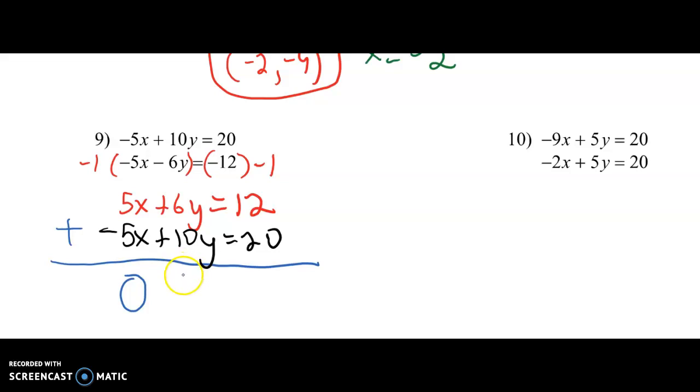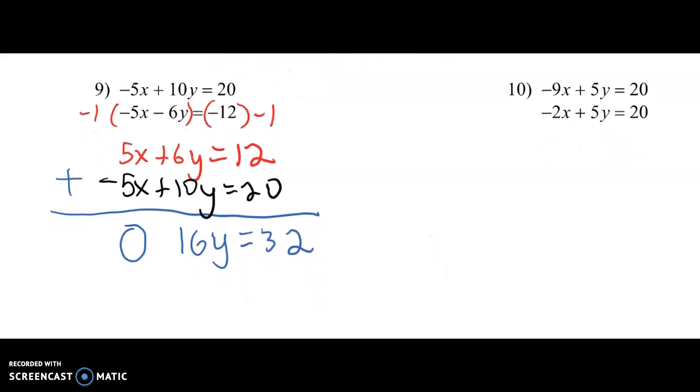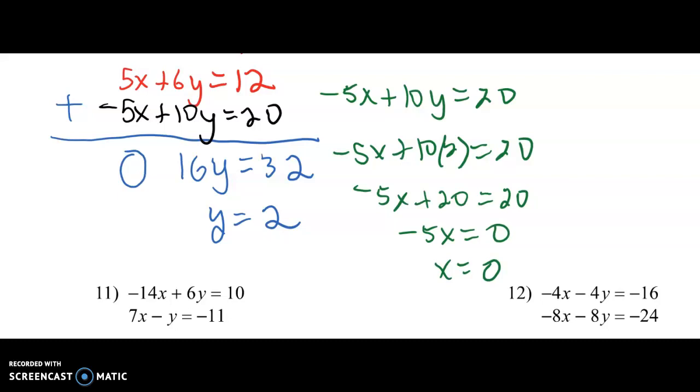Now the rest of the equation is going to go like this. 6y plus 10y is 16y. 12 plus 20 is 32. Right? Here we're left with an equation that we can solve for y very easily. Alright, so now that we solve for y, we need to solve for x. So using that first equation, I'm going to plug in 2 for y, solve for x, and I get x is equal to 0. So my ordered pair solution for this system is 0, 2.